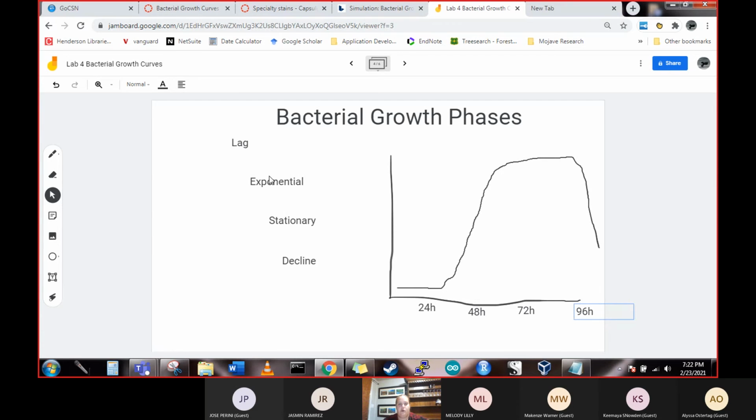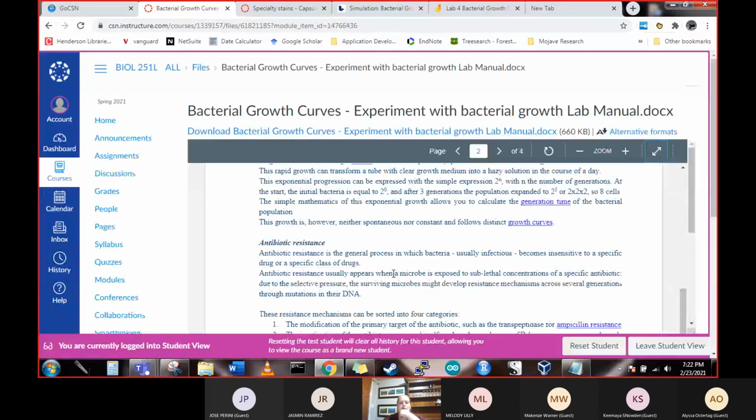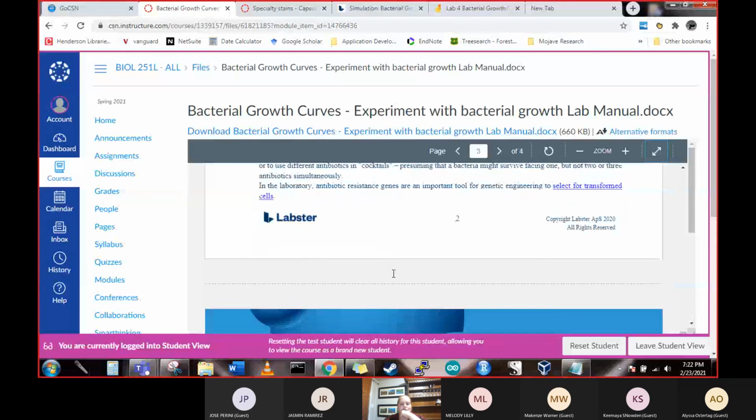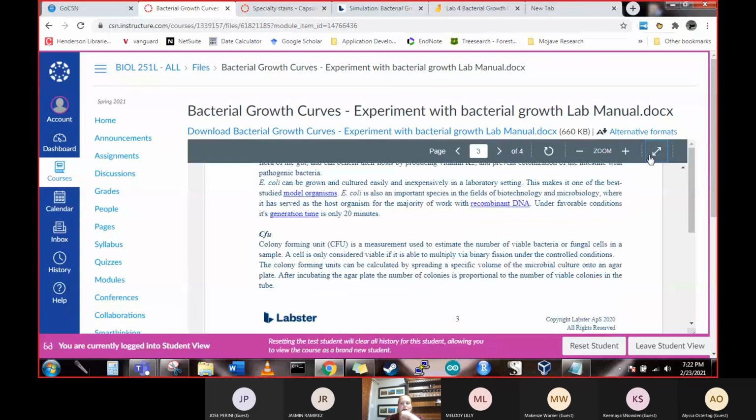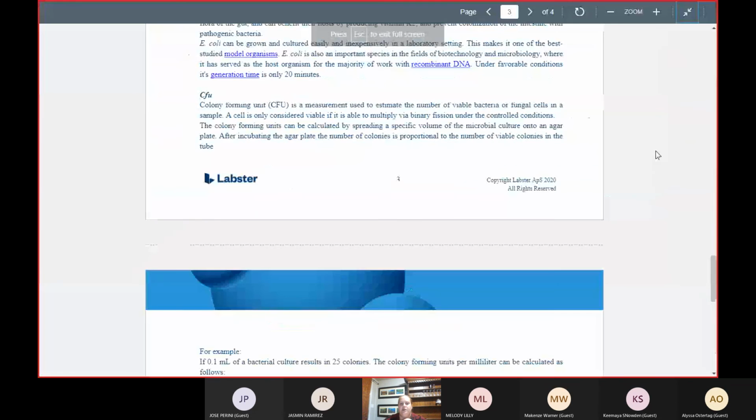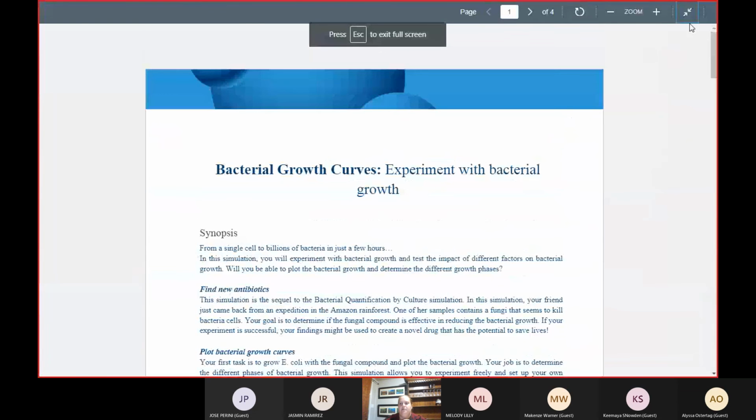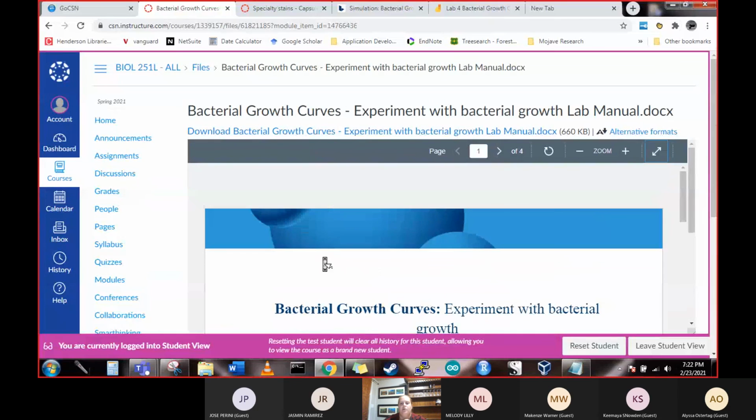So I just wanted to hit on those 4 phases so that you understand them going into this simulation. I think that was all I really wanted to touch on. Sorry that took so long, but I definitely wanted to take some time to answer people's questions about any of this information that we just went through.